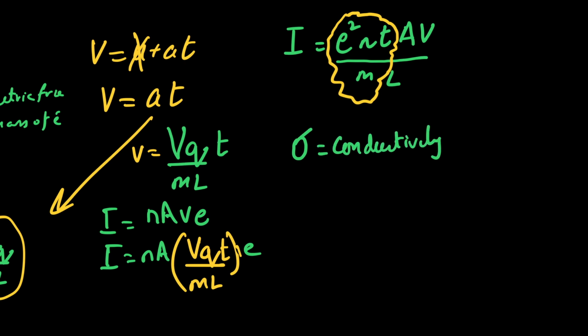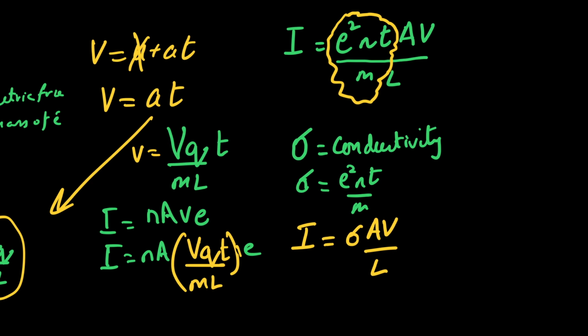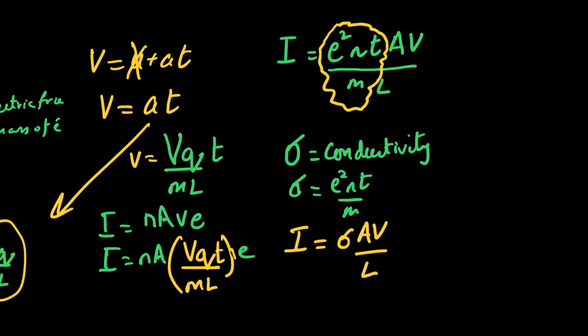So from now on, we will call this E square NT over M sigma, conductivity. Alright, now that means in my previous equation, I can rewrite that equation as I is equal to sigma AV over L. Right?